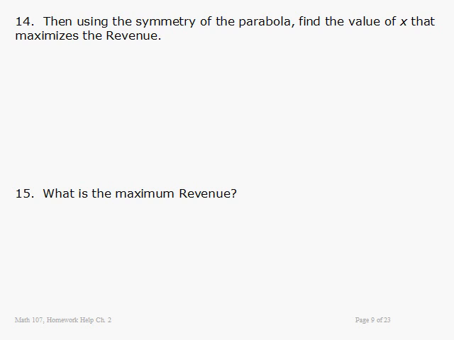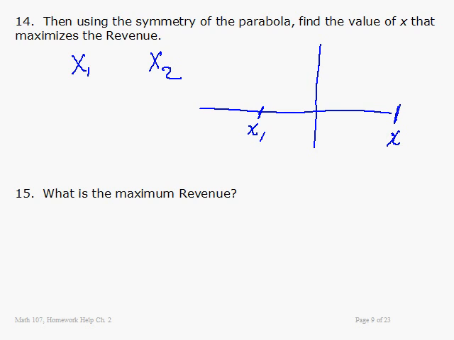From the previous problem, number 13, you ended up with x1 and x2. Those were the 2 roots. So here's your x1, and out here was your x2. The question is, using the symmetry of the parabola, find the value of x that maximizes revenue. Actually this is a parabola opening down. The value of h is going to be halfway between these 2 values. So here's your h, and that's what it's looking for, the value of x.